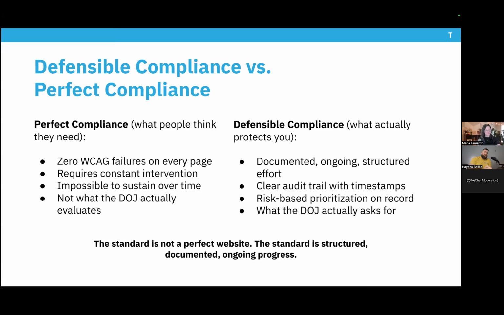So perfect compliance, zero WCAG fails on every page, is not achievable in a sustainable way. Now, my counterpart might disagree, but I highly doubt it, because websites change constantly, right? Content gets published, third-party tools get updated, new failures get introduced, and you cannot achieve and hold a perfect score. And more importantly, that's not what the DOJ evaluates, or not all of what the DOJ evaluates. What protects an agency is defensible compliance.